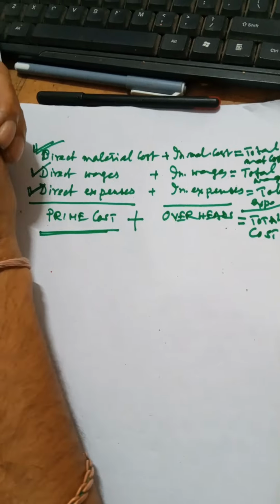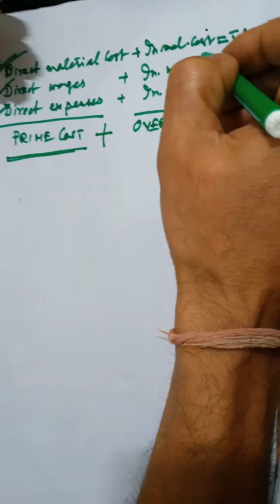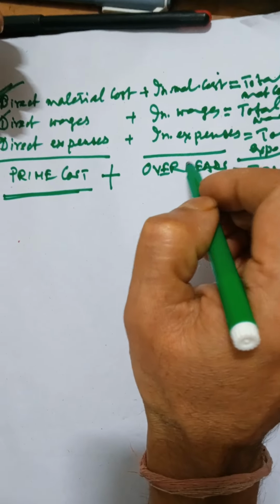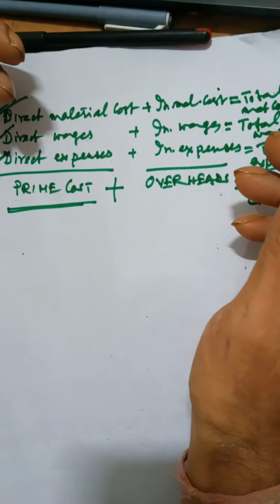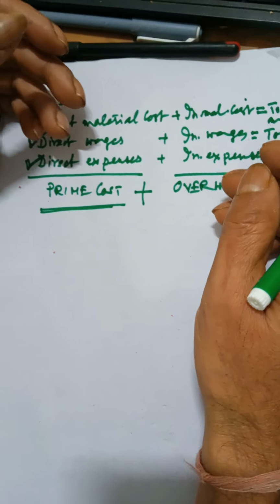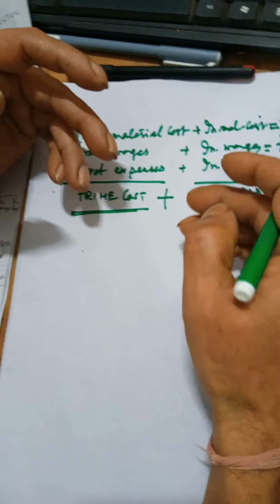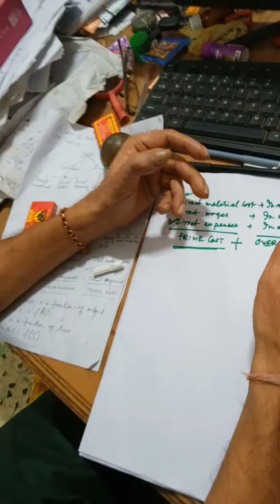And what is meant by indirect expense? Any expenses other than direct material cost, direct wages, and direct expenses, that is, expenses under overhead, are called indirect expenses. There are many examples of indirect expenses like rent, electricity, depreciation, maintenance cost, insurance premium, etc.